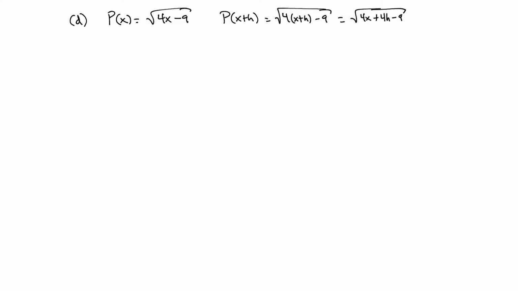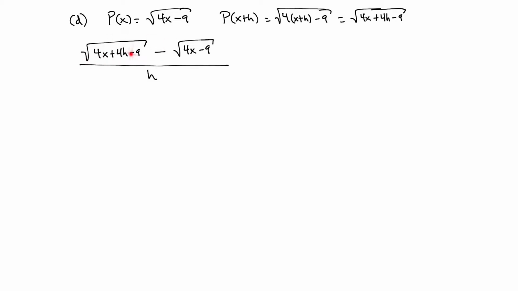Okay, so the difference quotient would be p of x plus h, so the square root of 4x plus 4h minus 9, minus p of x, which would be the square root of 4x minus 9, all over h. And as I said, we're not done until we cancel out that h. And now this is a very, very tricky situation, and we just need to have a little bit of faith here to figure out how to get rid of this.